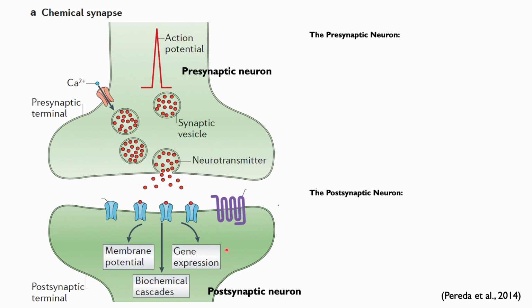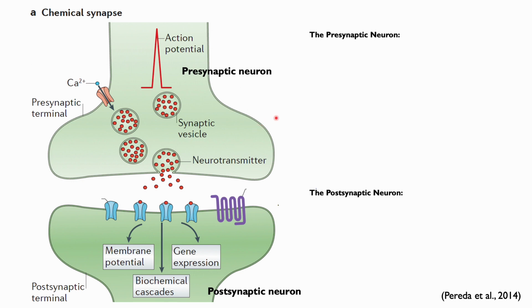Remember, a chemical synapse is a little more complicated, and it does not have a bidirectional relationship. So the presynaptic neuron will be sending signals to the postsynaptic neuron, but the postsynaptic neuron will not send signals back to the presynaptic neuron.